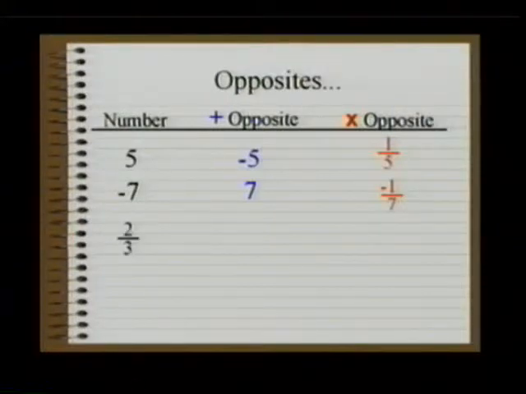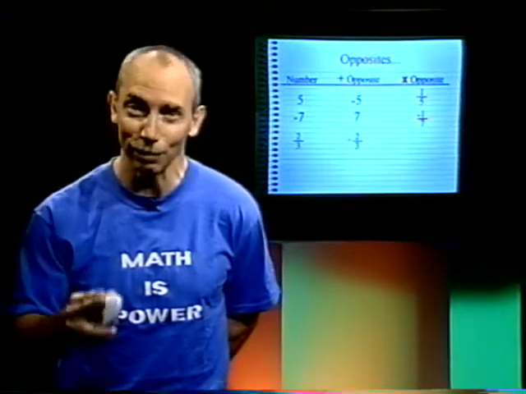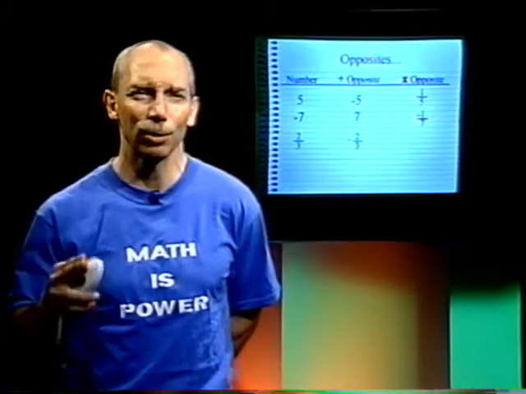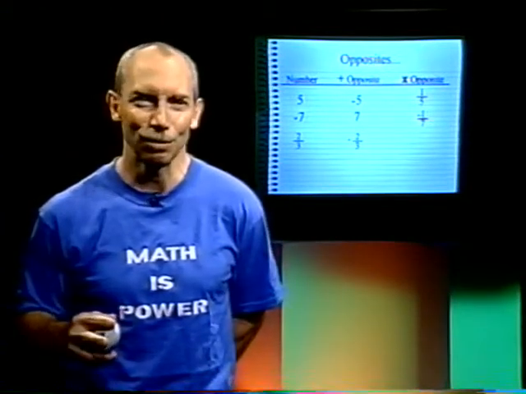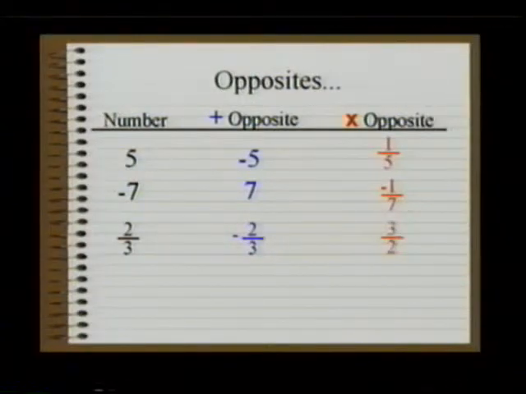Okay, what about 2/3, these fractions? What is the additive opposite of 2/3? Well, negative 2/3. Basically, to get the additive opposite, you just throw a negative in, or if there's a negative there, take it away. How do you get the multiplicative opposite of 2/3? You know this. It's 3/2. Just switch it over. What about the additive opposite of negative 4/7? Well, it will be positive 4/7. And the multiplicative opposite of that would be negative 7/4.